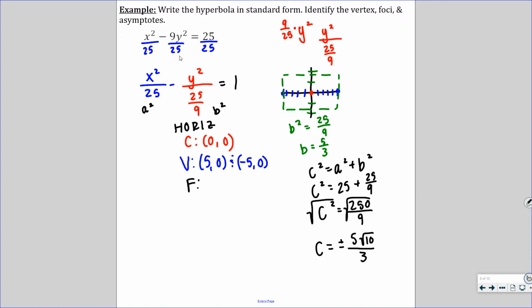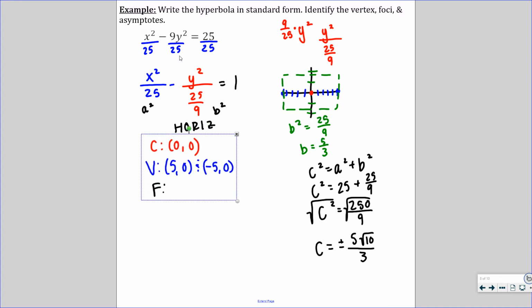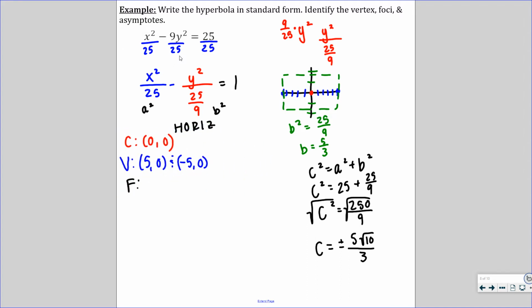So my foci, go by this over here. This is what they're asking me to identify. So my foci would be plus or minus 5 root 10 over 3, comma, 0, because those would lie inside my hyperbola. This is my hyperbola, horizontal.